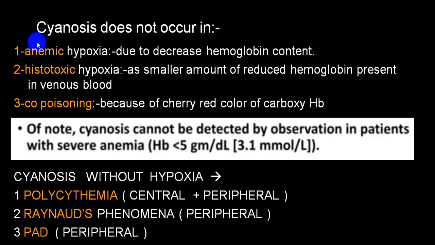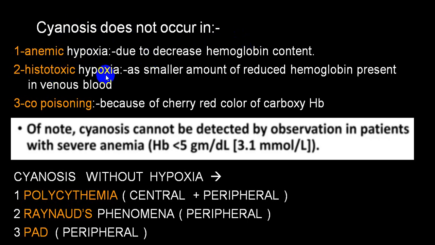So there is something called anemic hypoxia. Here, because hemoglobin concentration is low, in spite of all the hemoglobin, say hemoglobin is 7 gram, all 7 gram being completely oxygenated, still the person is having hypoxia. So that is called anemic hypoxia. But here, in spite of hypoxia, the person does not have cyanosis because there is no excess of hemoglobin which is deoxyhemoglobin, more than 5 gram.